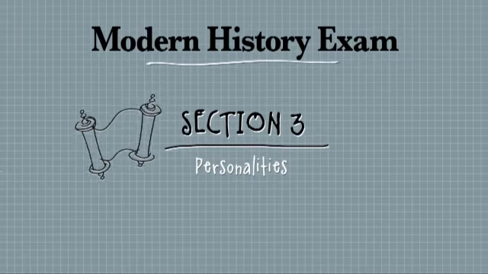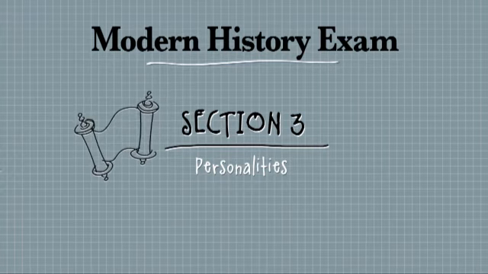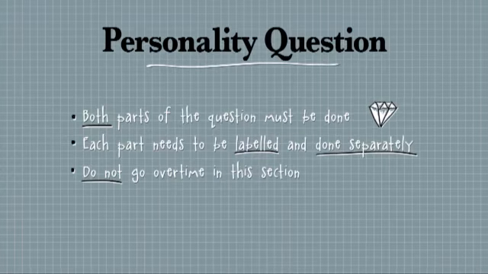Personality questions are divided into two parts, and both parts must be done. Each part needs to be labelled and done separately. So when you're answering A, you write A, you answer that. When you're answering B, you go to a new page, write B. Don't go over time on this section, because it's in two parts, that's where the temptation is to go over time.